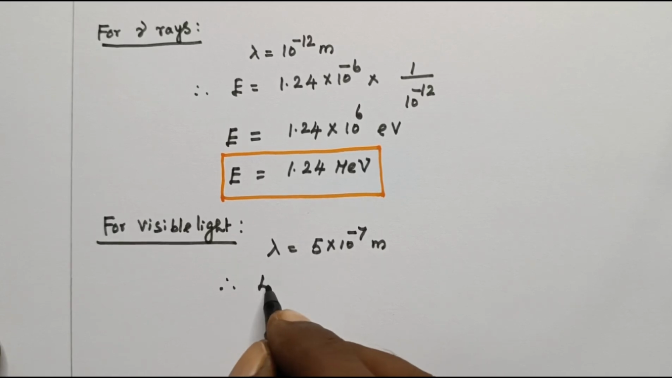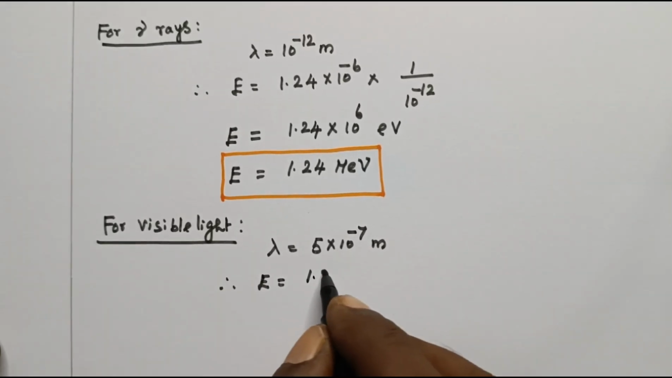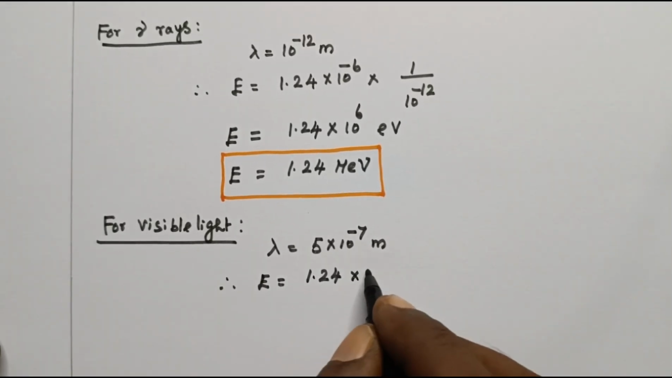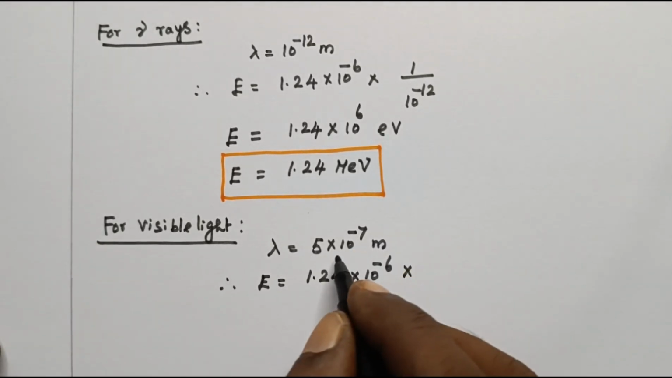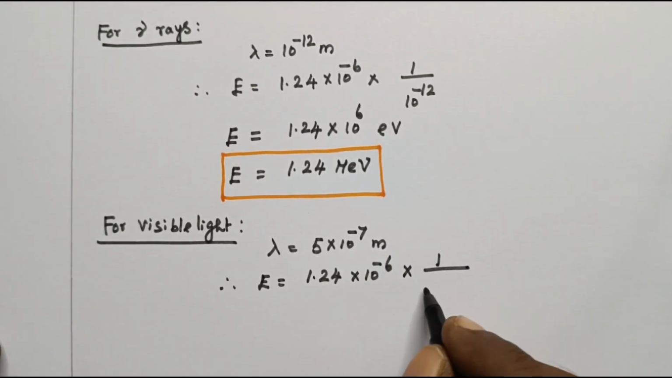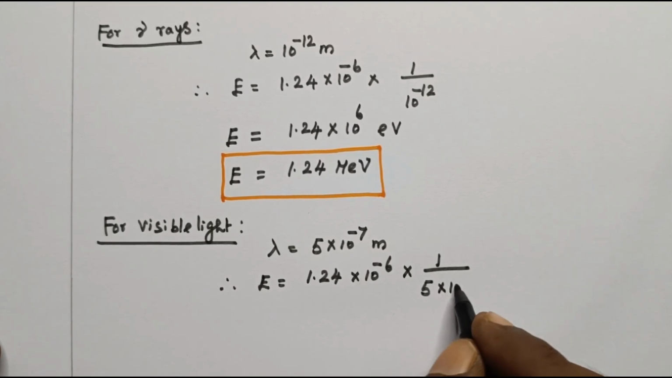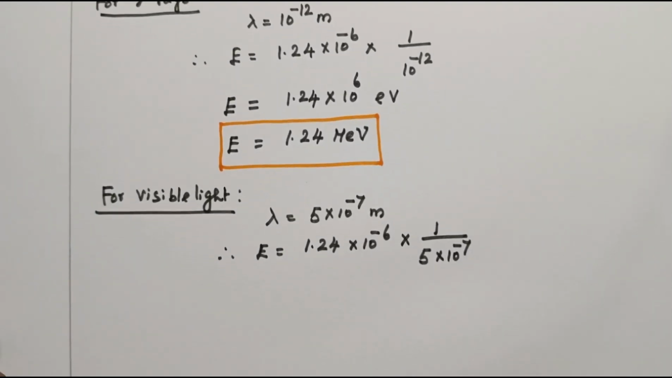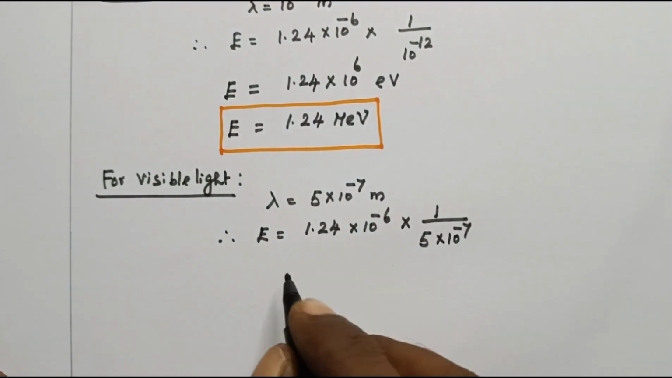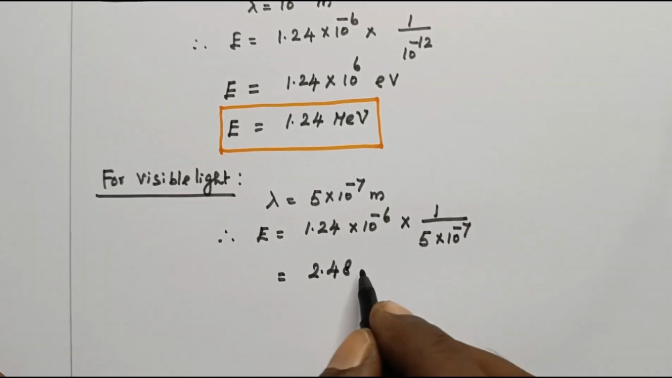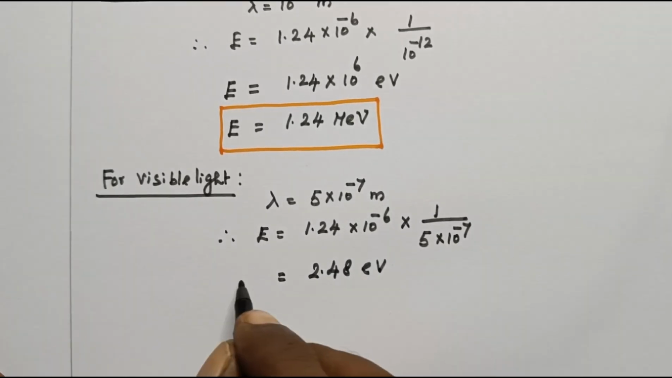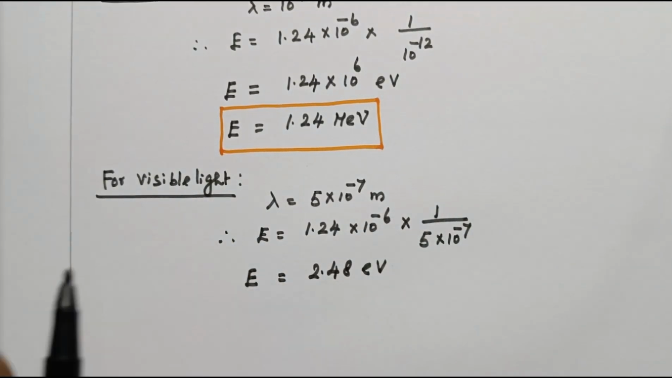Therefore, E is equal to 1.24 into 10 to the power minus 6 into, let us substitute the value of lambda, 1 divided by 5 into 10 to the power minus 7. If we do the calculation, we will get this is equal to 2.48 electron volt. This is the energy of a photon in the visible light.